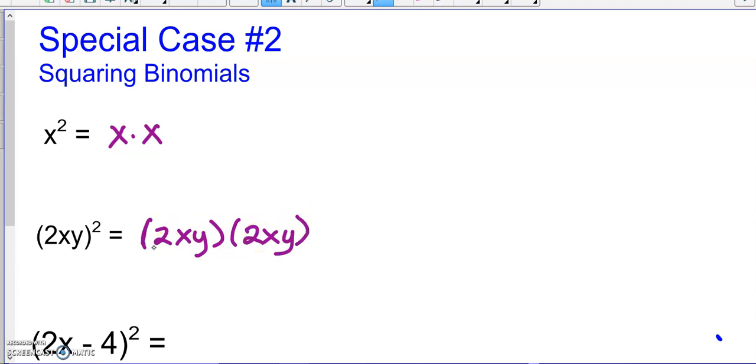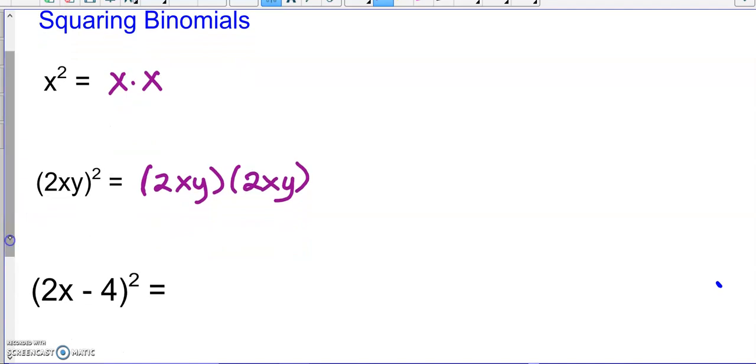And we know how to go ahead and multiply those, right? We multiply things that are numbers by things that are numbers, so 2 times 2 is 4. I have x's and x's. Remember, when I'm multiplying, I add the exponents, so that's 4x squared, and then y times y is going to be y squared. So I have 4x squared y squared.